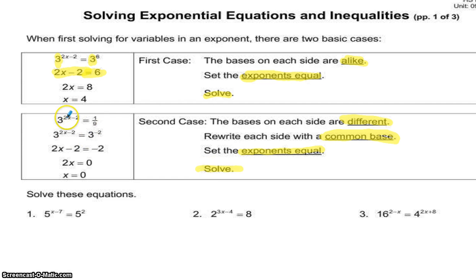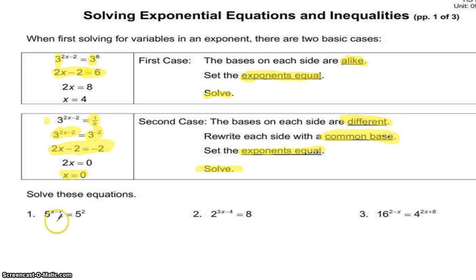So if you look over here at this equation, you notice that my bases aren't the same. Well, I do know that I can write 1/9 as 3 to the negative 2. At the point that I write it like that, now my bases are the same. So now I can set my 2x minus 2 equal to negative 2, and I can solve for x. So now we're going to practice doing some of these together.